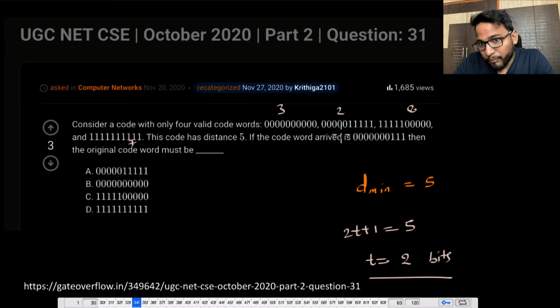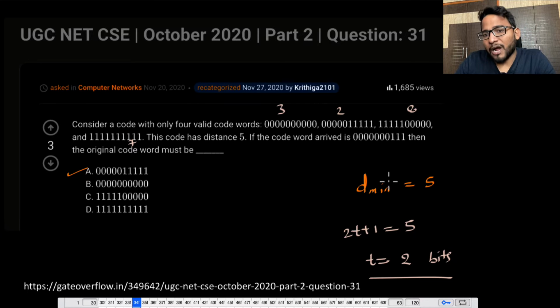So it must mean that the correct code word must be this one only, because the channel, the transmission medium, is basically not allowing more than 2 bits of error. Then only can you correct 2 bits of error. So basically the correct valid code word must be this one. I hope that is fine. So if you see all the options, then I think option A is the correct one.